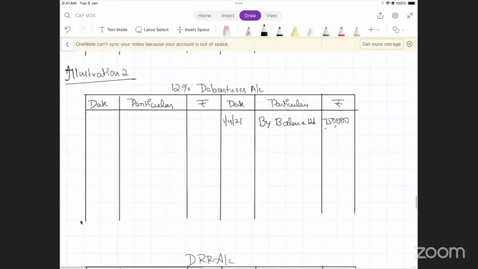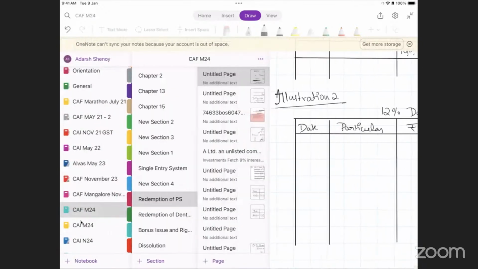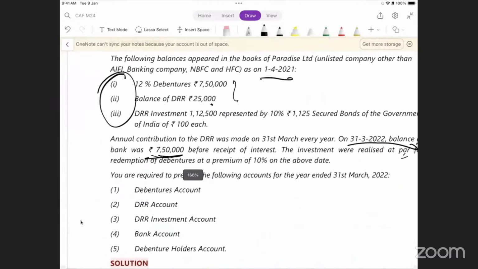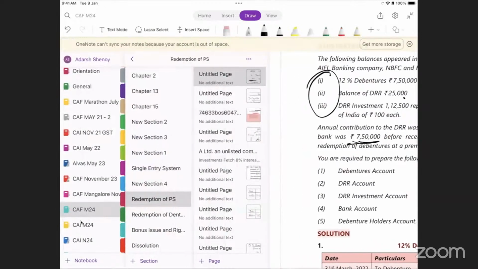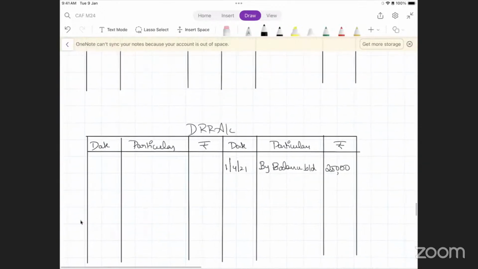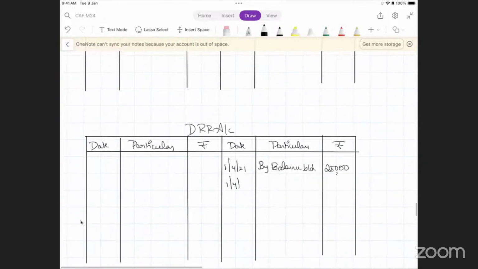Okay. Now, let's understand what has happened to the DRR. Let's see if the DRR is enough and the DRR investment is enough. We already saw that DRR is not enough. So let me create the DRR immediately on the same date, by transfer from P&L.